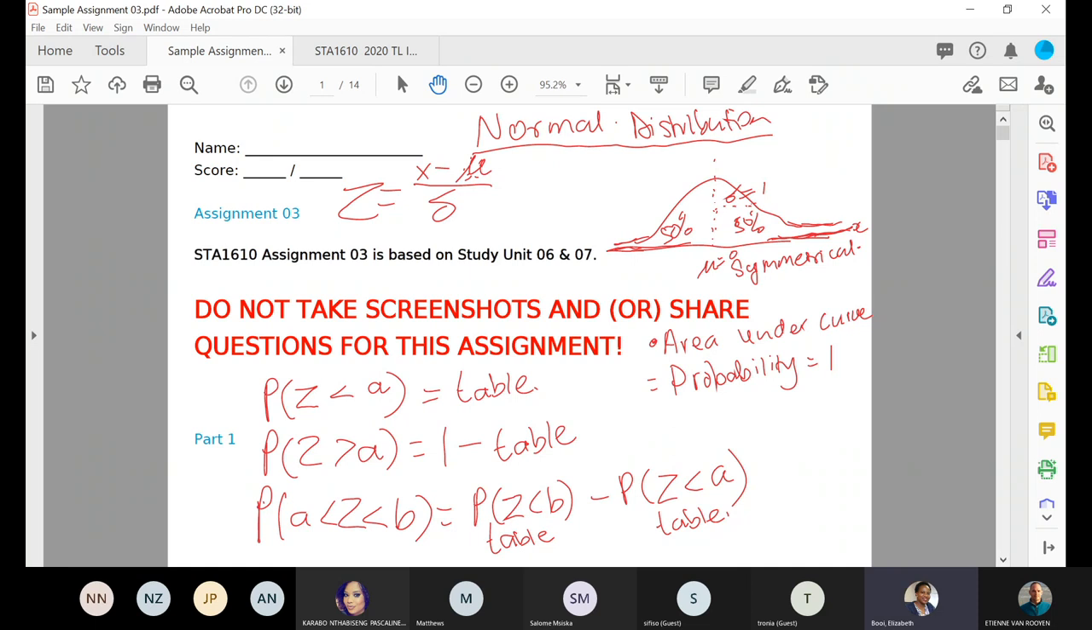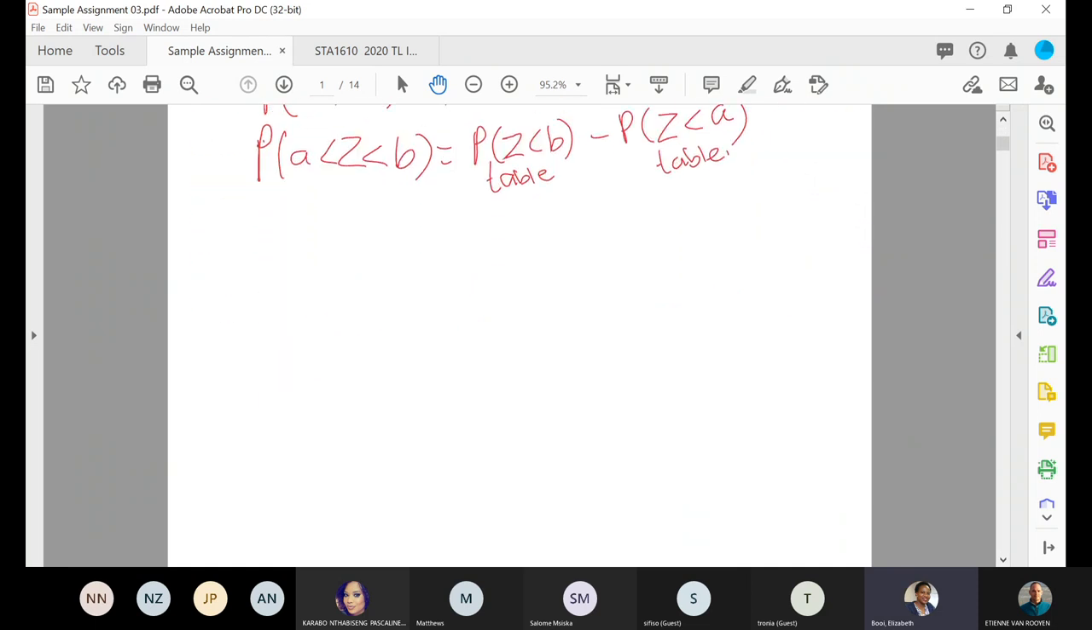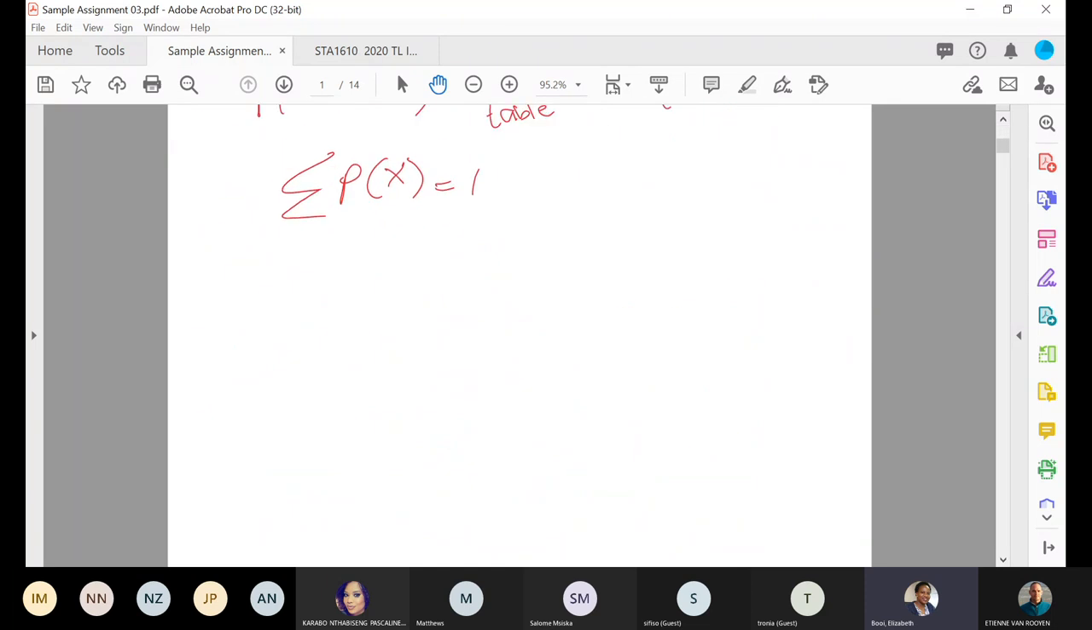The other thing, you might be asked a question to calculate the total number of something. So you must always remember that the sum of all probabilities is equal to 1. That is the standard thing, because we said also the area underneath the curve, so it means all the probabilities underneath the curve should give us 1. And 1, we say it's the same as 100%.